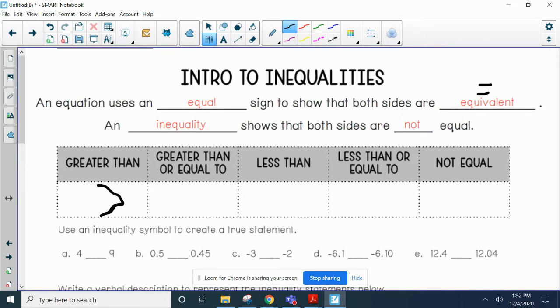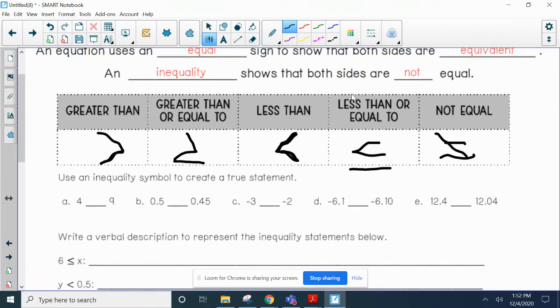Greater than or equal to is going to include a line because this is greater than, but it also could be equal to the number. Less than, whatever comes first is less than the second number. Less than or equal to, or not equal.